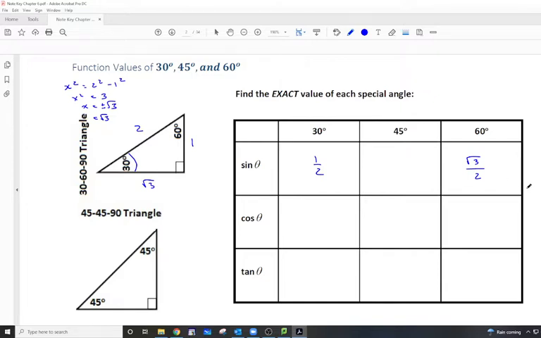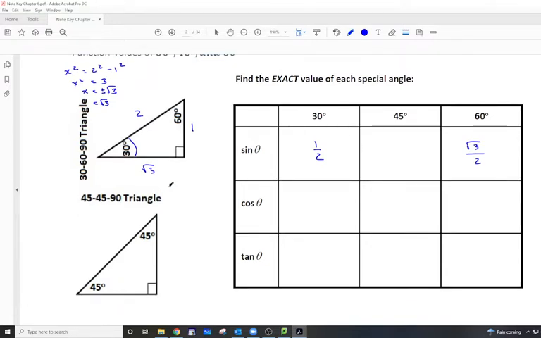So what I want to do is finish this chart for 30 degrees and for 60 degrees. The cos of 30 would be adjacent over hypotenuse, or root 3 over 2. And the tan of 30 is going to be opposite over adjacent, or 1 over root 3, which rationalized would be root 3 over 3, right? Multiply top and bottom by root 3. Pause the video. I want you to find cos of 60 and tan of 60.